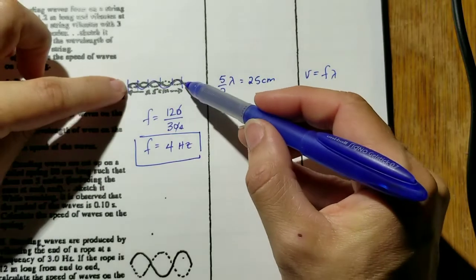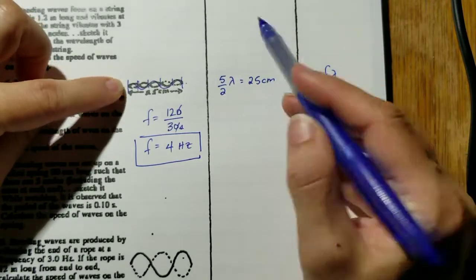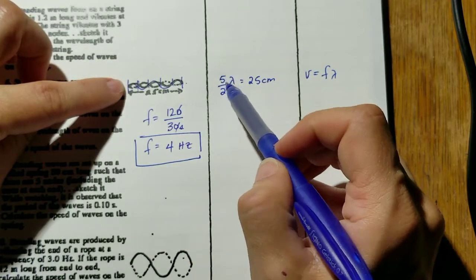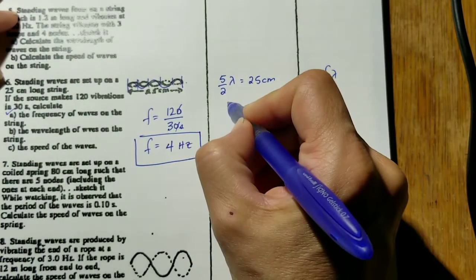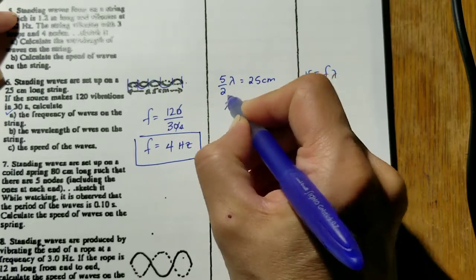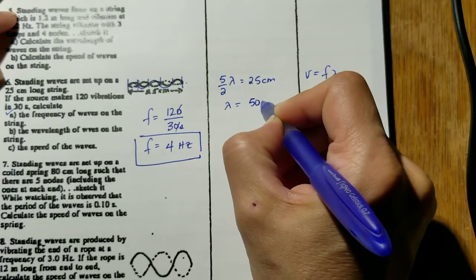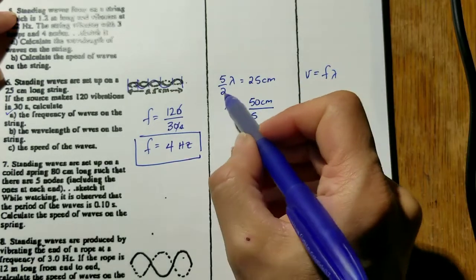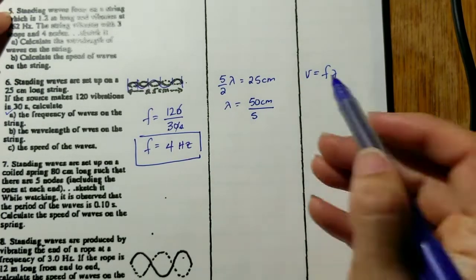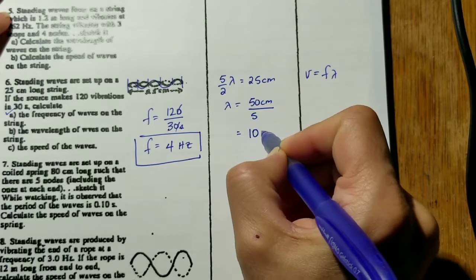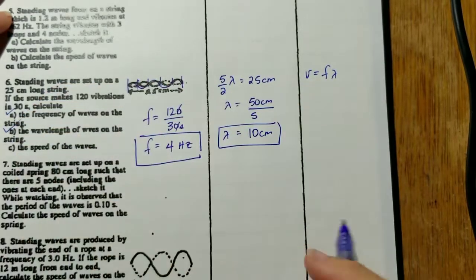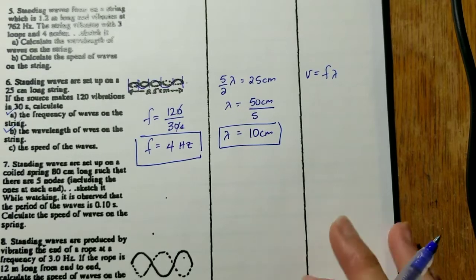Because the length of the string from end to end is 25 centimeters, and the amount of wavelengths is 5 halves. So again, I'm going to multiply by 2, which gives me 50, and then I'm going to divide by 5, because I'm solving for lambda. Lambda is like x in this case in math. So lambda is equal to 10 centimeters. So now I've done B. The wavelength of the waves on the string is 10 centimeters.